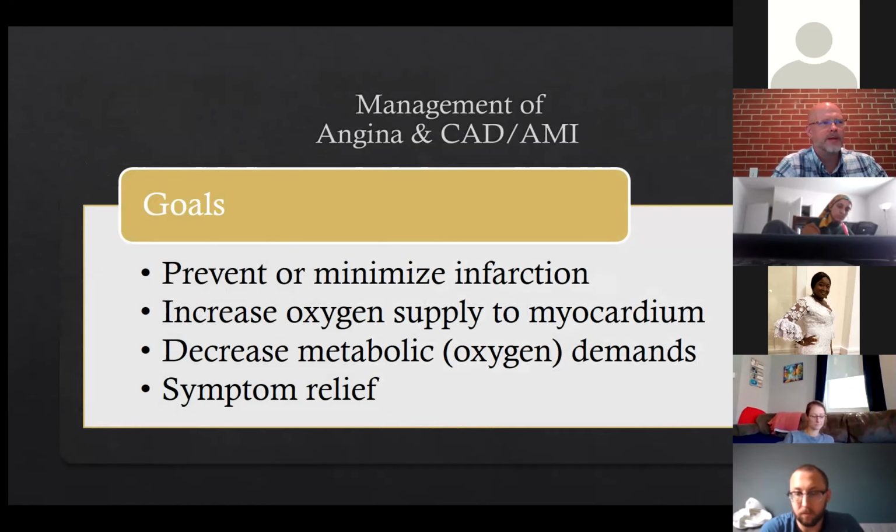We want to make sure we increase the oxygen supply of the myocardium. Decrease the metabolic demands. What does that mean? If I say decrease metabolic demands of the heart, what do I want to do to my patient? On oxygen? Get them on oxygen, let them rest, and also give some medications that will decrease the contractility of the heart. We'll talk about those a little bit. And obviously symptom relief. Patient's going to be anxious, they're going to be in pain.